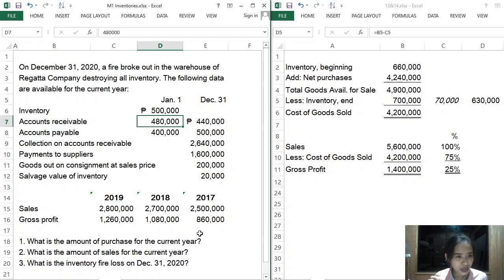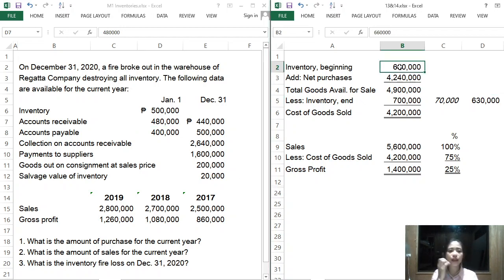Binigyan niyo tayo ng information about accounts receivable, accounts payable, and some other items related to these 2 accounts. Wala siyang binigay na sales. May binigay siyang gross profit. Wala siyang binigay na purchases. Wala siyang binigay na inventory end. So, ko-compute natin. Okay. Ay, hindi niya rin pala binigay ang sales for the current year kasi yung information niya, the last 3 years. Ko-compute din pala natin. Sige.